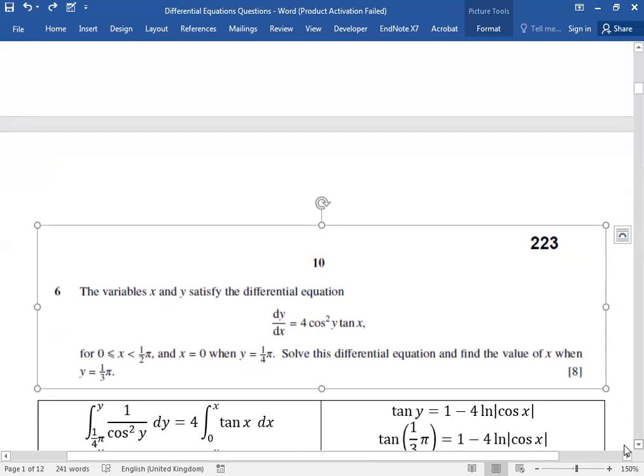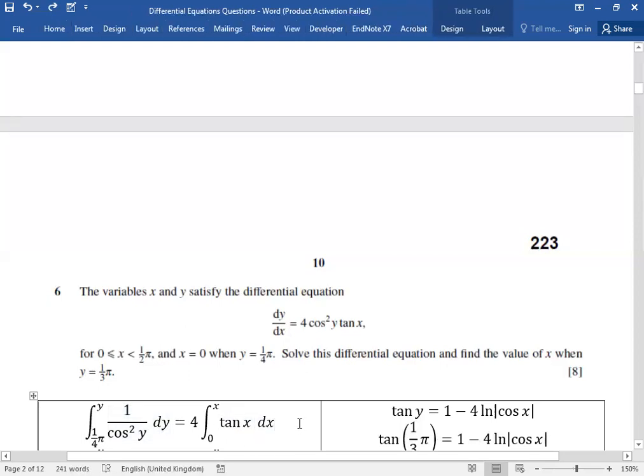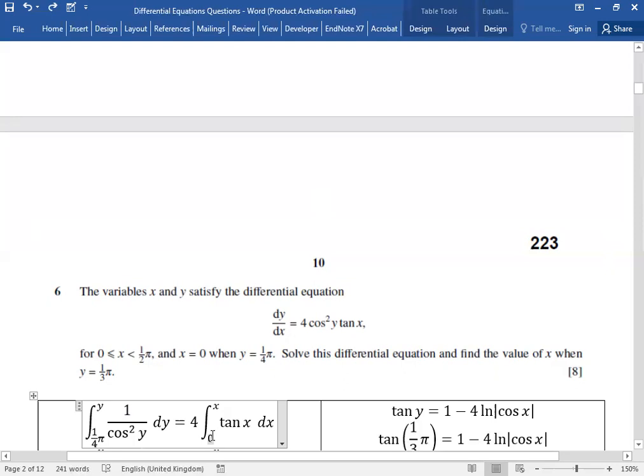So this is what I get: 4 tan x dx and 1 over cos square y dy. Now see, I've used definite integrals. And how have I used it? It's very easy. Once you do that, you don't need to add plus c. While integrating, I say that x is 0 when y is pi by 4, and x is x when y is y.